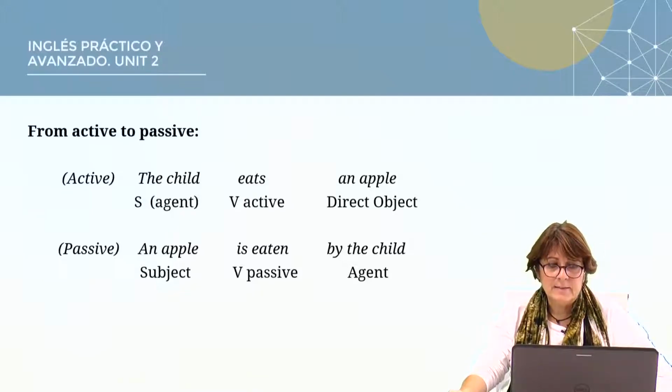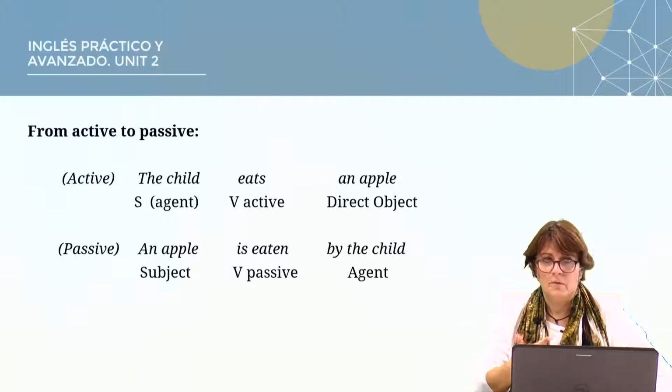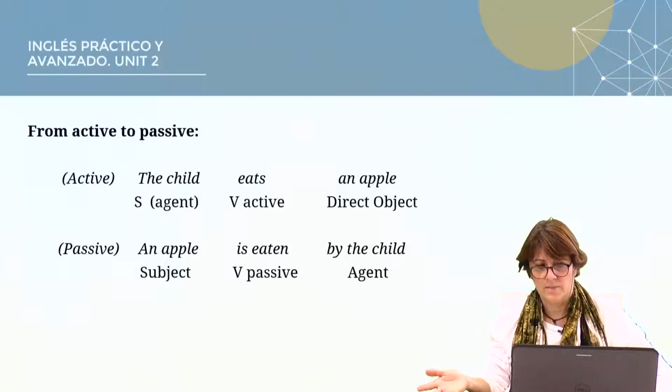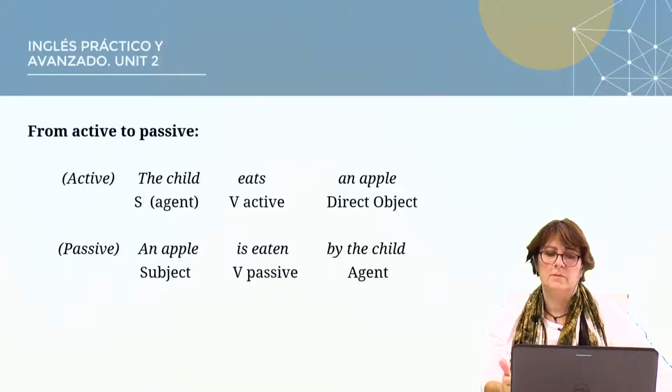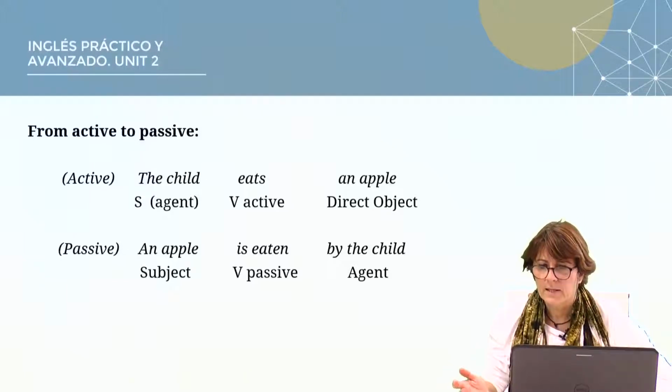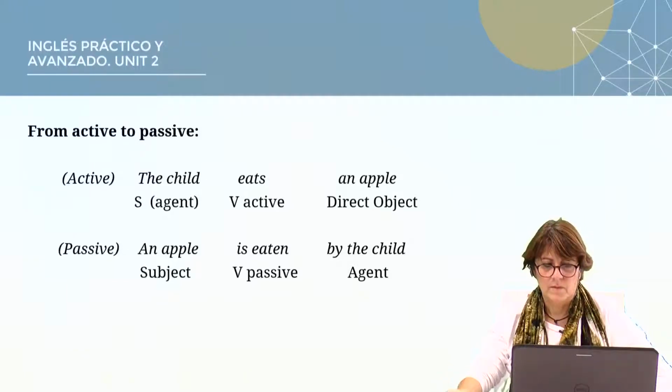Is eaten. So if this eats is in present, you have to put a present in the verb to be, to eaten by the child. In this case, we put the child because we know who ate the apple, okay? But if you put by someone eats the apple, probably it wouldn't be necessary to put the agent, okay?